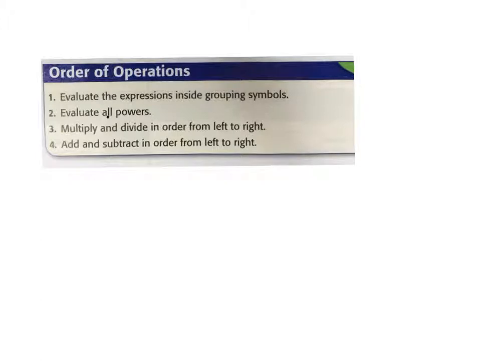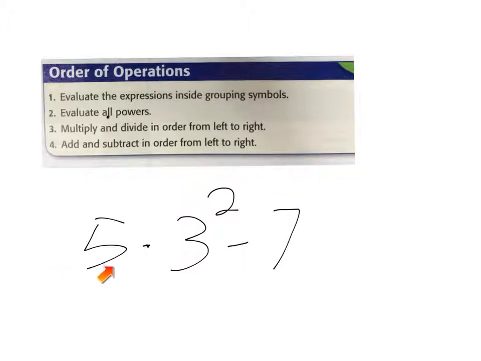Okay, so moving on, I went ahead and put the order of operations in here so you can have a pretty good idea of what's going on. So the next one I want to talk about is 5 times 3 squared minus 7. And I still want you to go through the order of operations. So evaluate the expressions inside the grouping symbols. Are there any grouping symbols? No, there's not. There's no parentheses anywhere, so there's no grouping symbols.